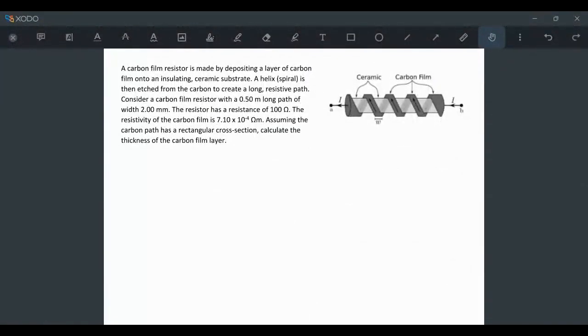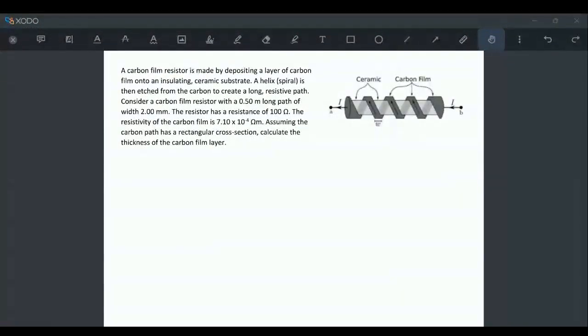Okay, so this question is not about capacitance. This one is on resistors and the topic of resistivity. So we have a carbon film resistor, we're told, and again, this is like another real world application. This is not a made up kind of structure, it's a real device. So we have a carbon film resistor.